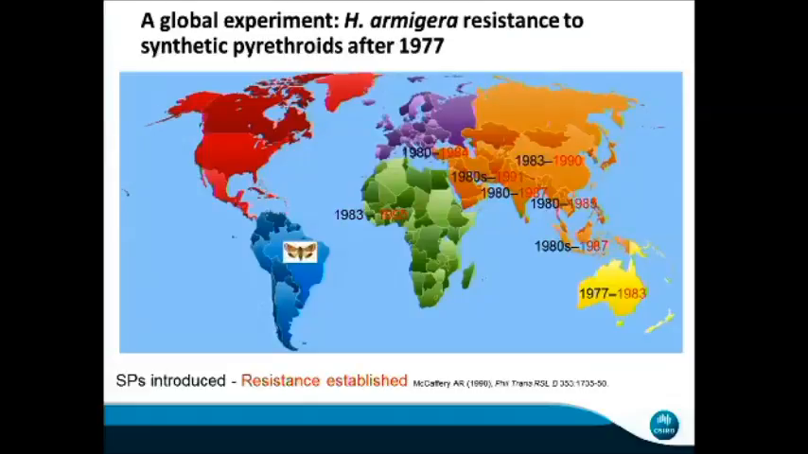So armigera has now made its way to Brazil, causing big problems, particularly in cotton, but also in soybean. It has been intercepted and appears to have established a population in Puerto Rico, which I have no idea where that is. So it's around here somewhere.